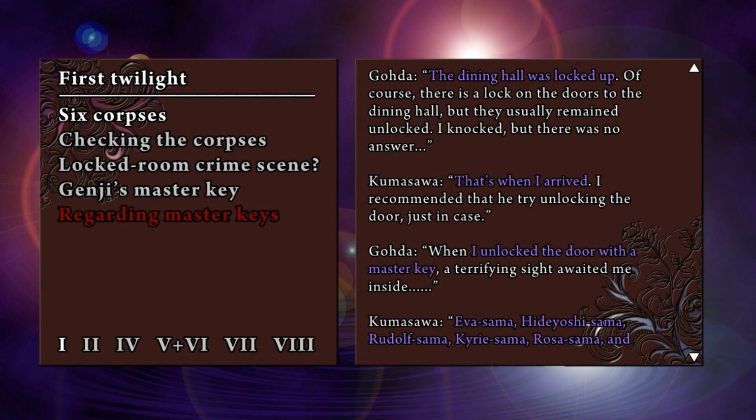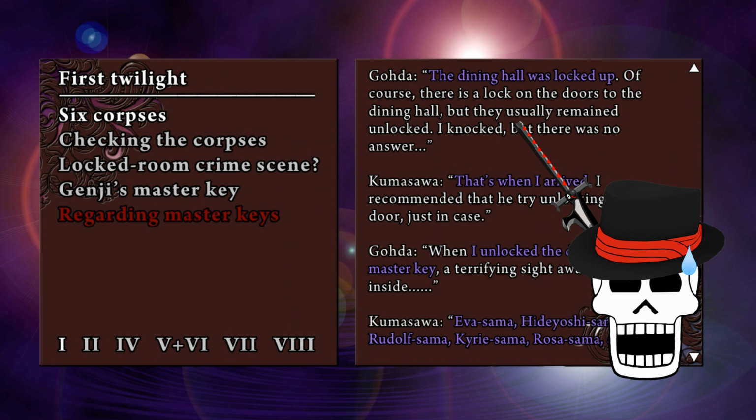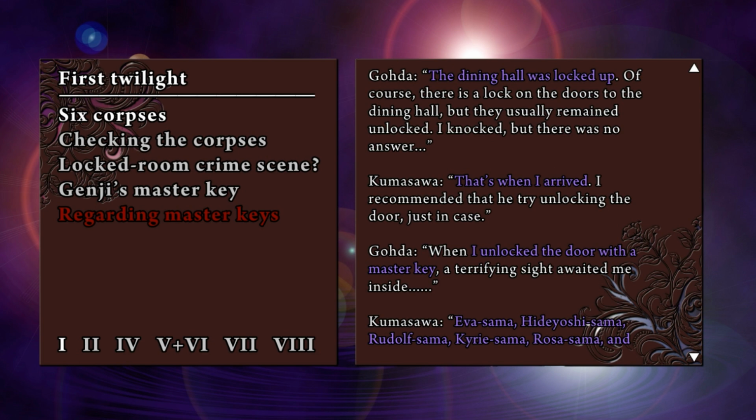Let me go here. So if I go with that kind of mentality, we're going for a minimum of 3 culprits. My god. So who are these culprits? We have Eva, Hideyoshi, Rudolph, Kirie, Rosa, Genji, Natsuki, and Kraus. If 2 of them are dead, that means their role is still to kill people down the road. Otherwise, what would be their point if they're gonna fake their deaths? They're still gonna end up killing people.